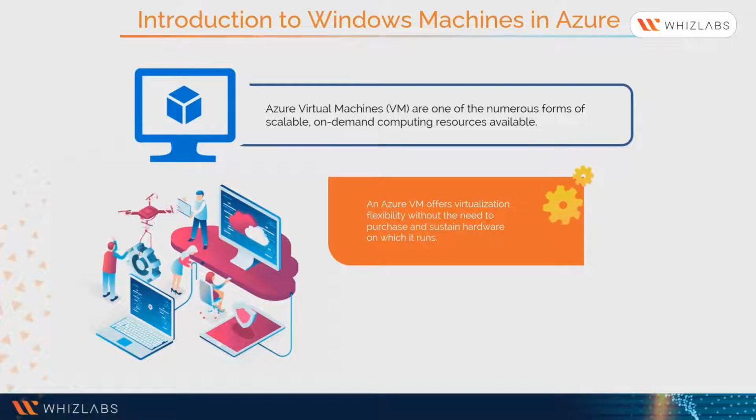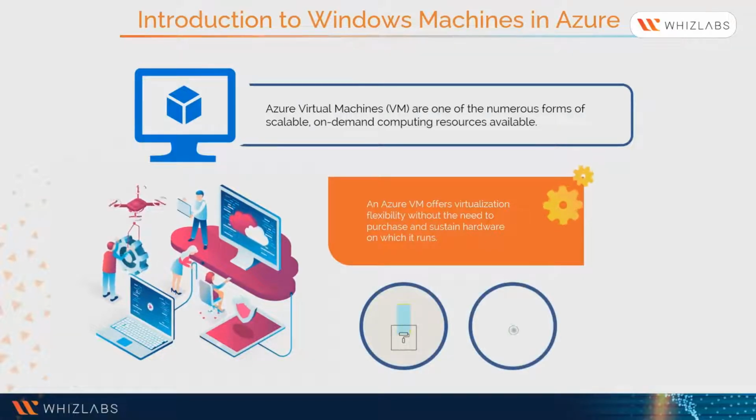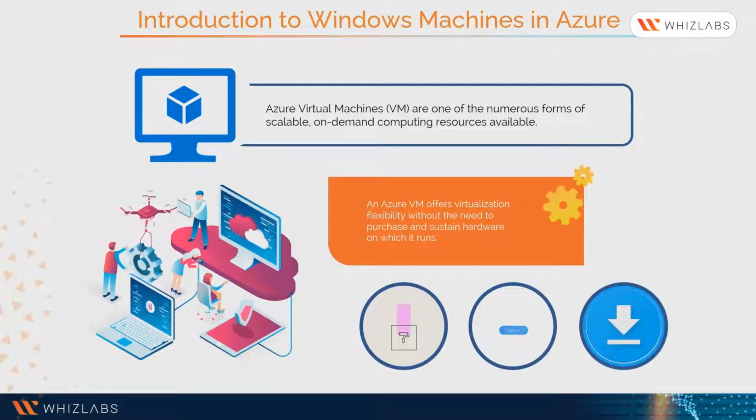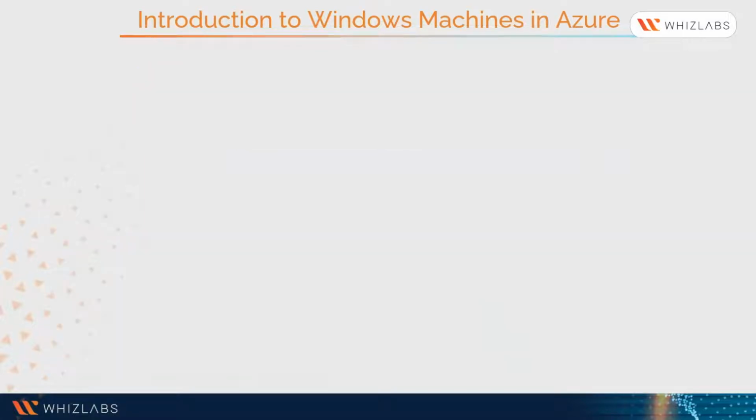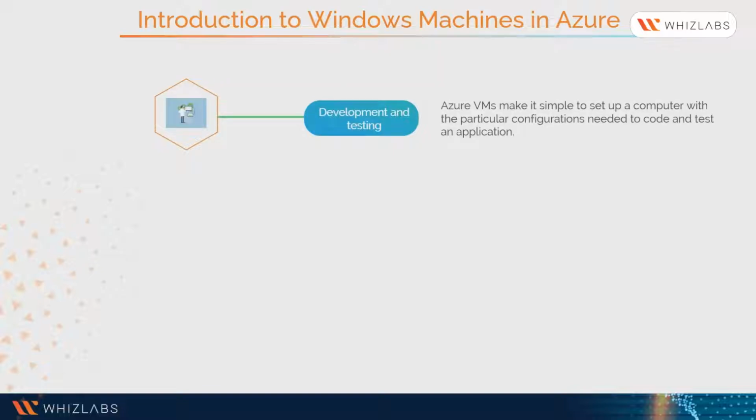However, you must still manage the VM by customizing, updating, and installing the software that it runs. Virtual machines in Azure can be used in a variety of ways. Here are a few examples. Development and testing. Azure VMs make it simple to set up a computer with the particular configurations needed to code and test an application.